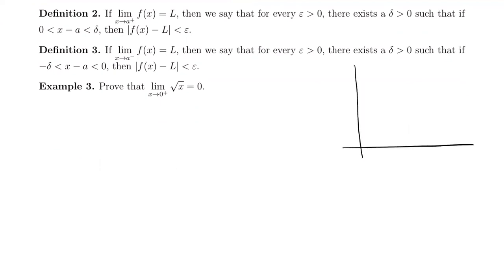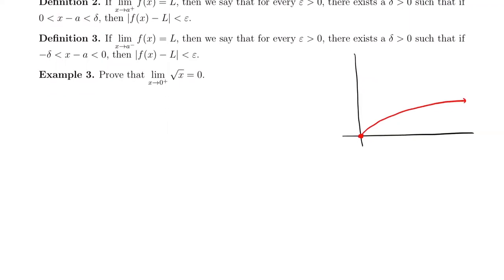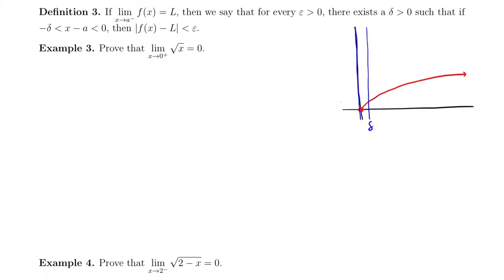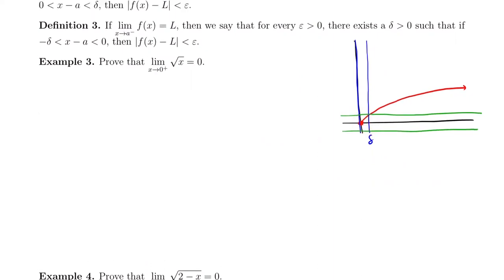So this is what the one-sided limit would look like. This is our square root function. And we have the delta going from the right side, from 0. So that's our delta there. And the limit we want to show is going to be 0. So if we let epsilon be a range close to 0, we want to show that it's between this range over here. That's our goal.